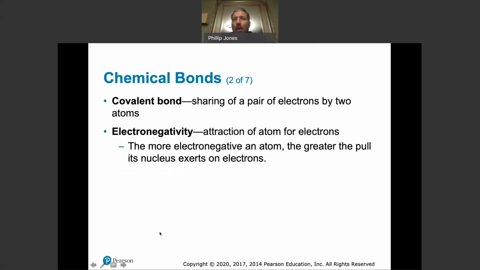A covalent bond is sharing a pair of electrons by 2 atoms. They're literally sharing it. Codependent, covalent. Sorry. Electronegativity: the attraction of atoms for electrons. Some of these elements are very electronegative, like oxygen. And when it binds with 2 very tiny hydrogens, it has very specific electronegativity properties.